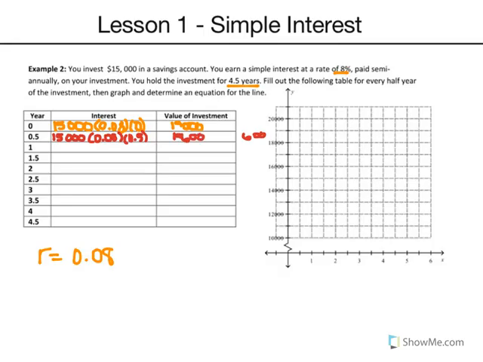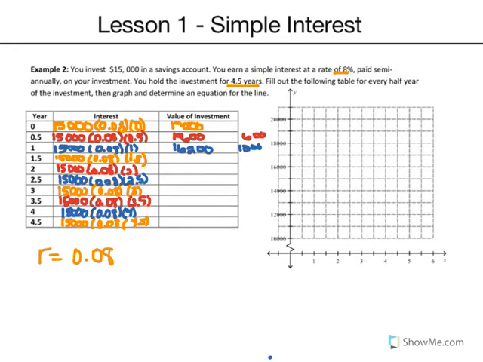Now when we go up by 1 year, we have 15,000 times 0.08 times 1, you earn $1,200 in interest. So now you have $16,200. I want you to pause the video and fill out the rest of the chart.